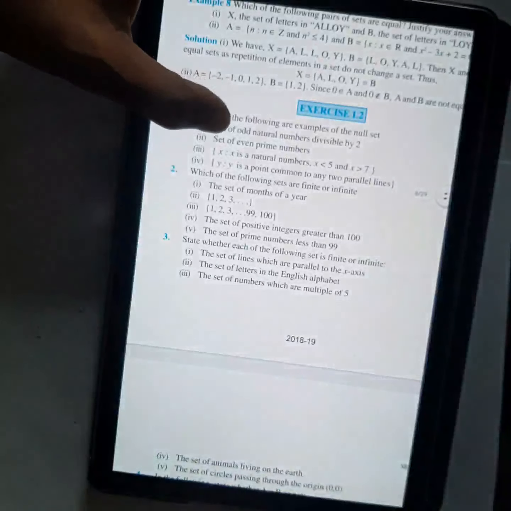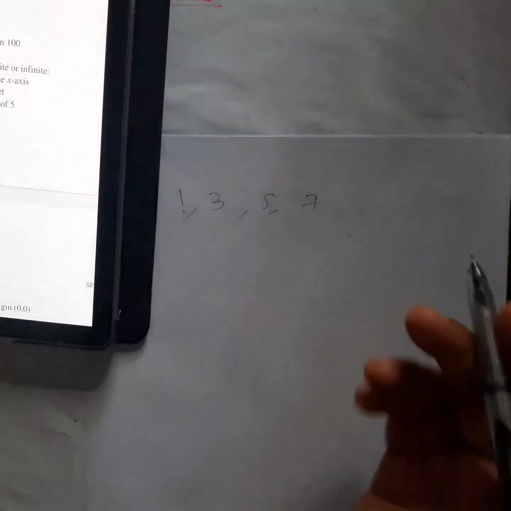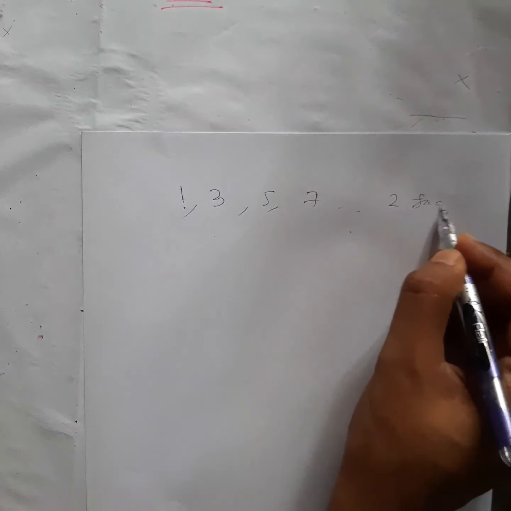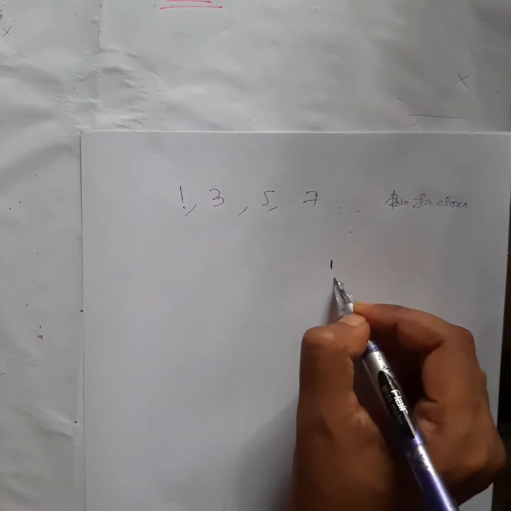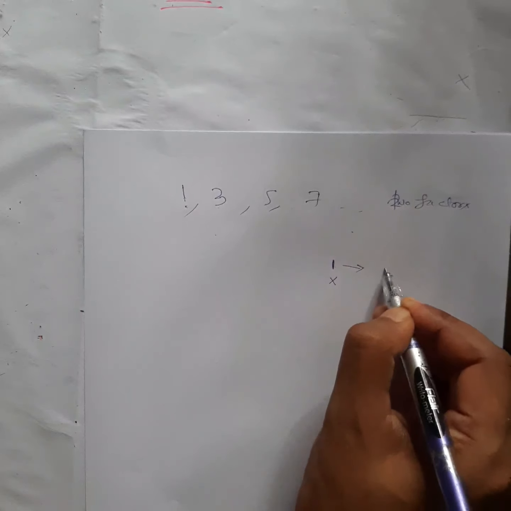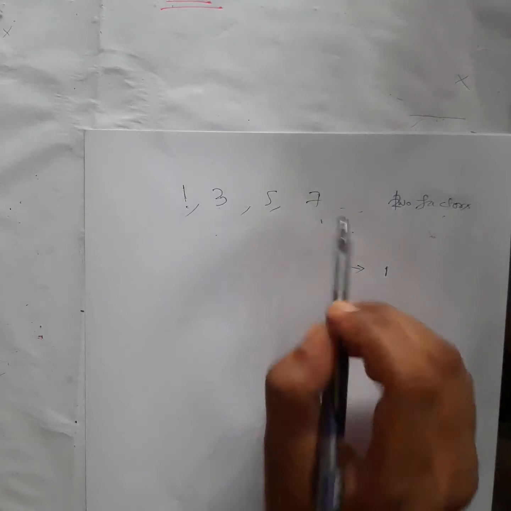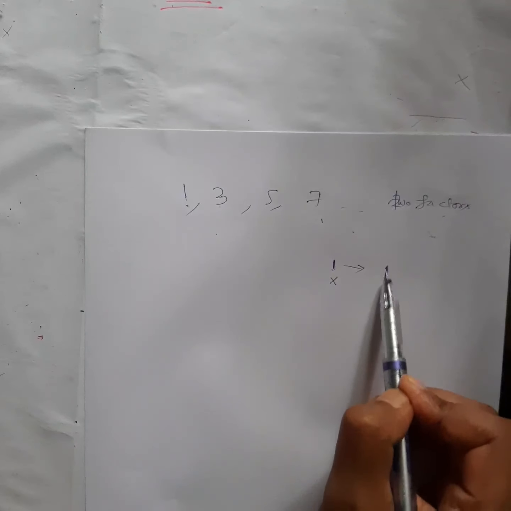Okay. Next, number 2, the set of even prime numbers. Do you have an even prime number? Yes. What is your first prime number? A prime number is a number which has two factors, always exactly two factors. So 1, is it a prime number? No. Why? Because it has only one factor, which is 1. A factor means the number which divides exactly, right? Only 1. You need exactly two factors. Those numbers which have exactly two factors are called prime numbers.